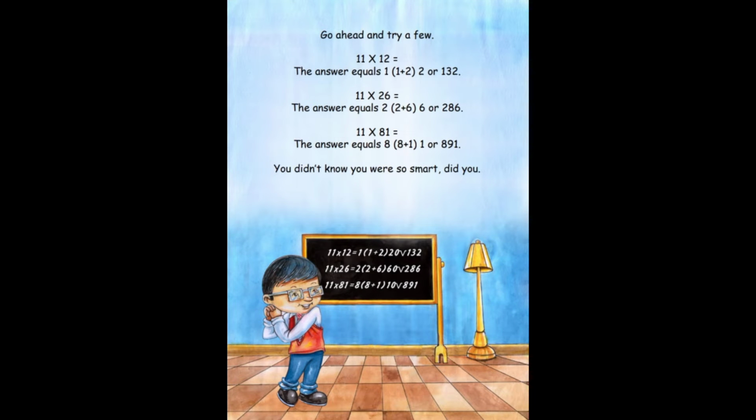Go ahead and try a few. 11 times 12 equals, the answer equals 1, 1 plus 2, 2, or 132. 11 times 26 equals, the answer equals 2, 2 plus 6, 6, or 286. 11 times 81 equals, the answer equals 8, 8 plus 1, 1, or 891. You didn't know you were so smart, did you?